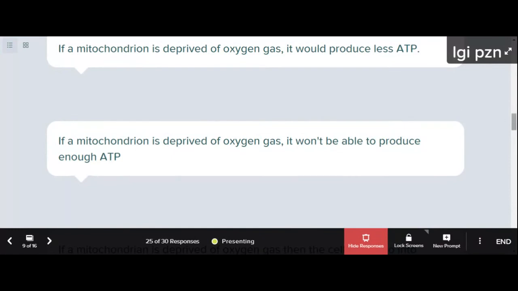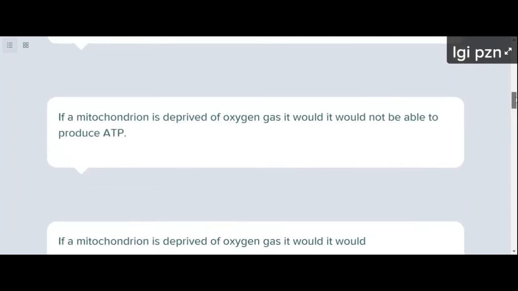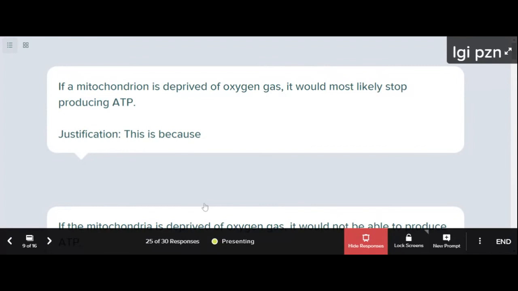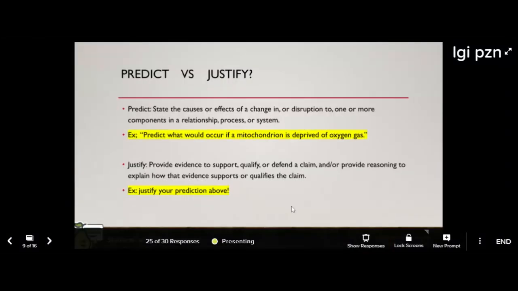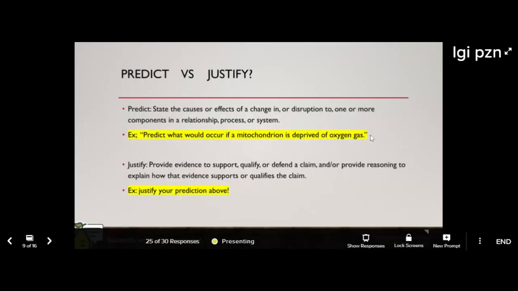The cell might switch to glycolysis, but if they're asking about what happens to the mitochondrion, you want to stick to that. And it would produce less ATP. But I guess it would depend on how the question is worded. Okay. I can't remember if I wanted you to put the justification here or not. I think I put it on the next one. Hold on. Oh, no, I didn't. Okay, never mind. Can you justify your prediction?